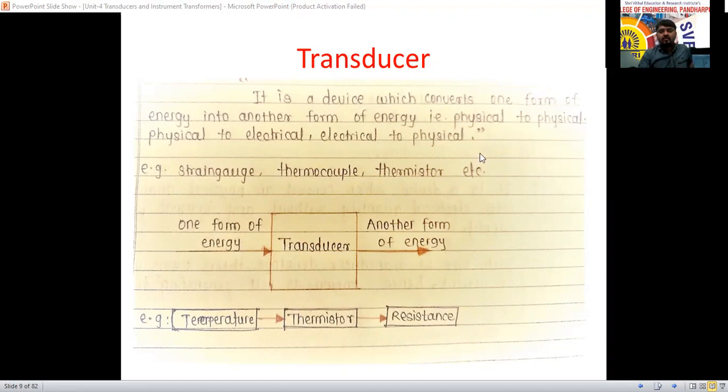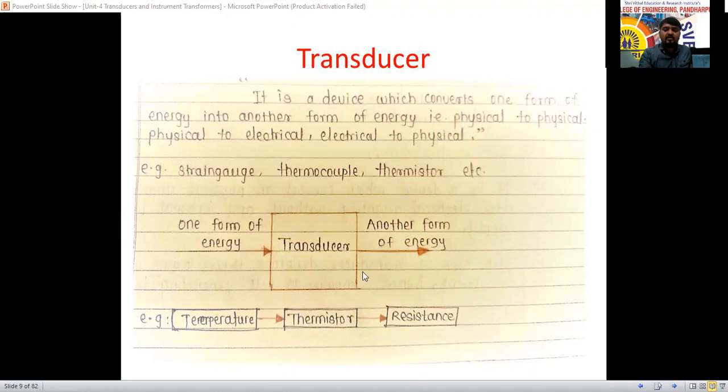It may be physical to physical, physical to electrical, electrical to physical, mechanical to electrical, or physical to mechanical. It may be anything; that is the general definition of transducers. Examples are strain gauges, thermocouples, thermistors, RTD, RVDT and LVDT. So many devices are there. This is the general form of the transducer definition.